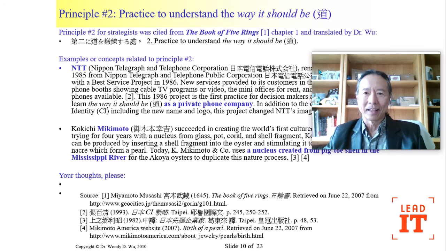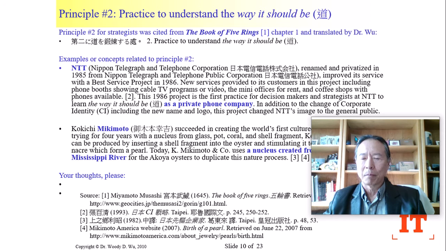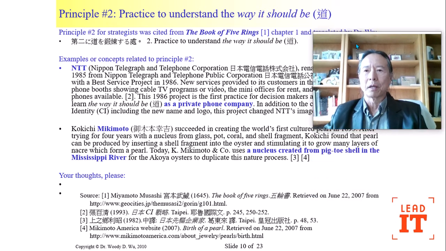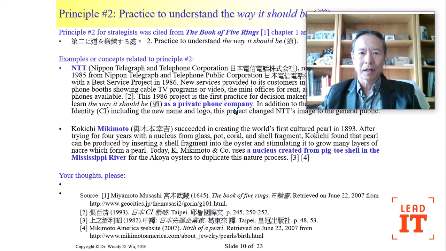NTT, that's a Japanese telephone company, needed to learn once it changed from a public phone company to a private phone company. While it was a public phone company, it learned the way it should be as a public phone company. Now it is a private phone company. It needs to learn how to be the way it should be as a private phone company.